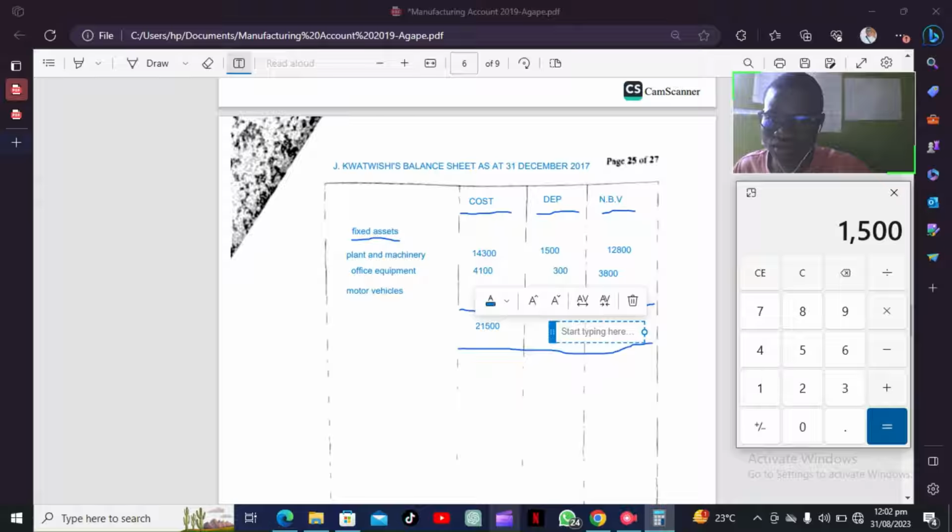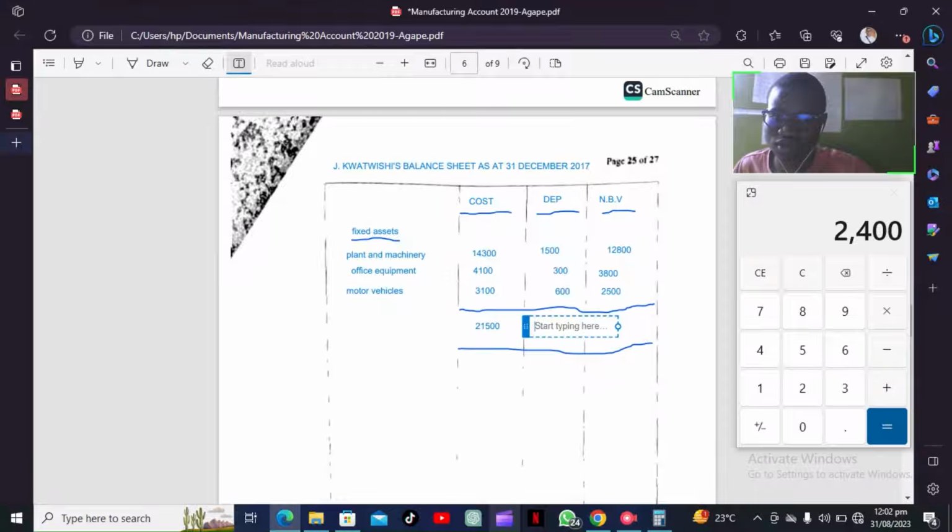Then the middle column, we had 1,500 plus 300 plus 600. How much are we getting? We're getting 2,400. 2,400. Then the last column now, this one is very important. I actually shouldn't have reached all this. I was supposed to end here when underlining, because this figure will be needed. The figure that we're going to find here.